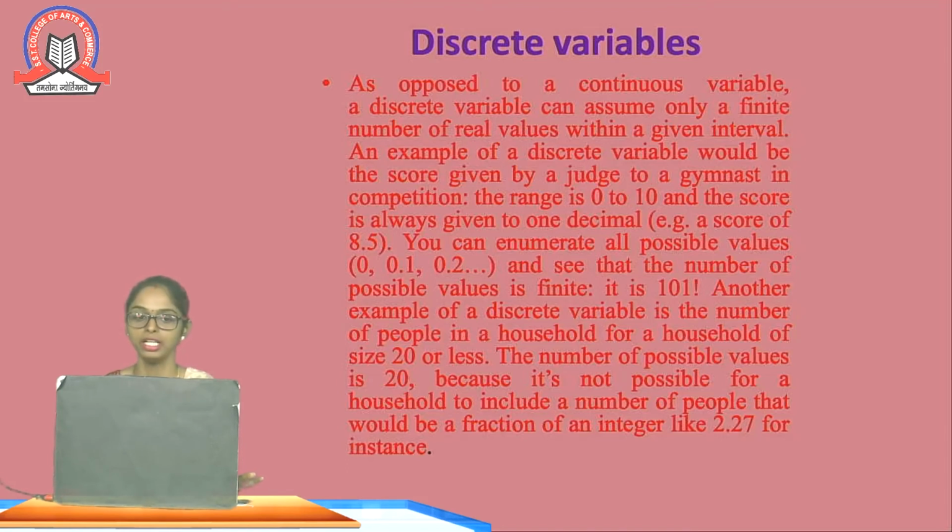For example, a score is always given to one decimal, such as 8.5, and you can enumerate all possible values: 0, 0.1, 0.2, 0.3, and see that the number of possible values is finite. It is 101. Another example of a discrete variable is the number of people in a household, for households of size 20 or less.